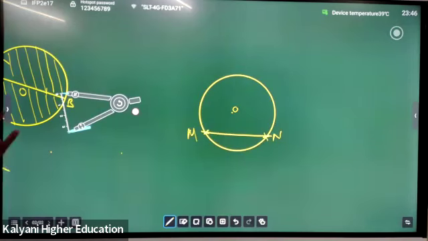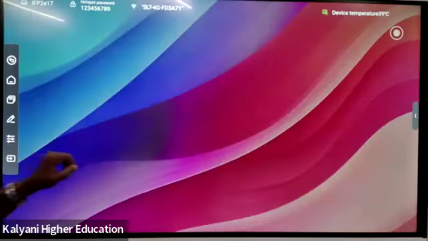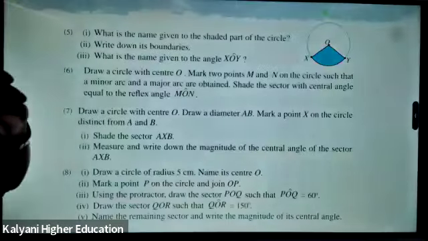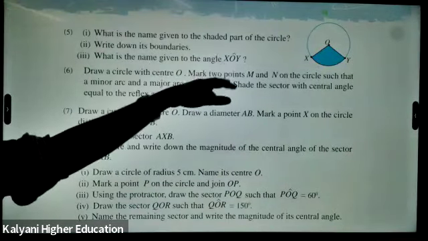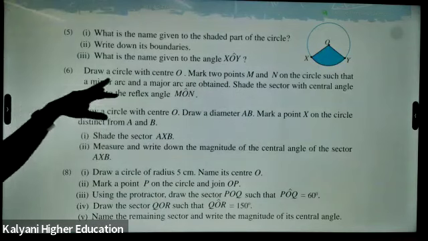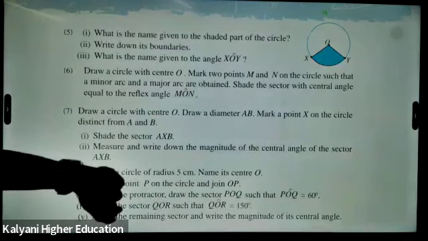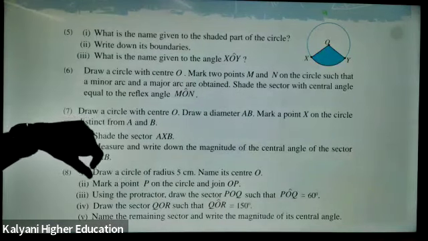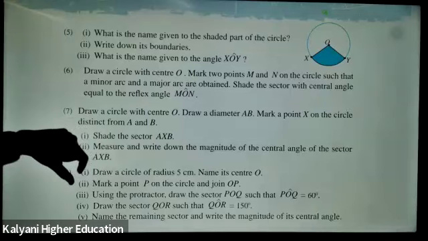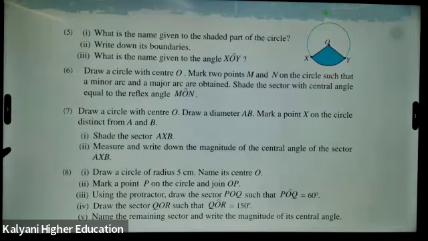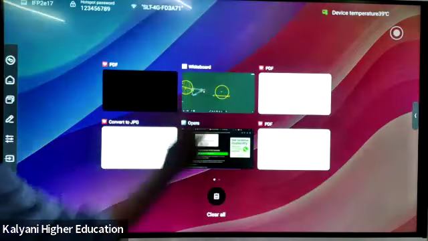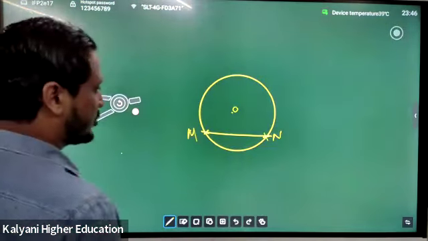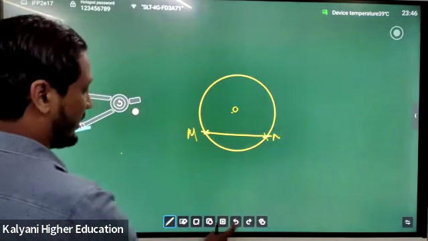Read the question. Shade the sector with the central angle. Wait, what did they say? Draw a circle with the center O. Mark 2 points M and N on the circle such that the minor arc and major arc are obtained. Shade the sector with the central angle equal to the reflex angle. Not the chord. They didn't ask us to join this one. They said draw the M and N.